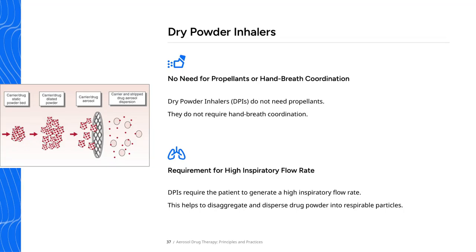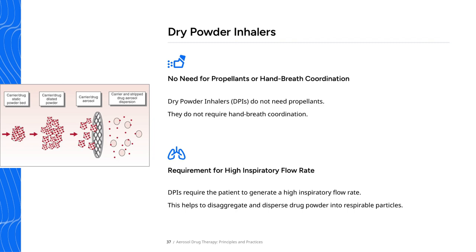Now, let's talk about dry powder inhalers, or DPIs. One key point to remember is that DPIs require the patient to generate a high inspiratory flow rate. This means you need to breathe in quickly and forcefully enough to properly disaggregate and disperse the drug powder into tiny, respirable particles. This is crucial because it ensures the medication reaches the deeper parts of the lungs where it can be most effective. Another important aspect is that DPIs do not need propellants, unlike some other inhalers.